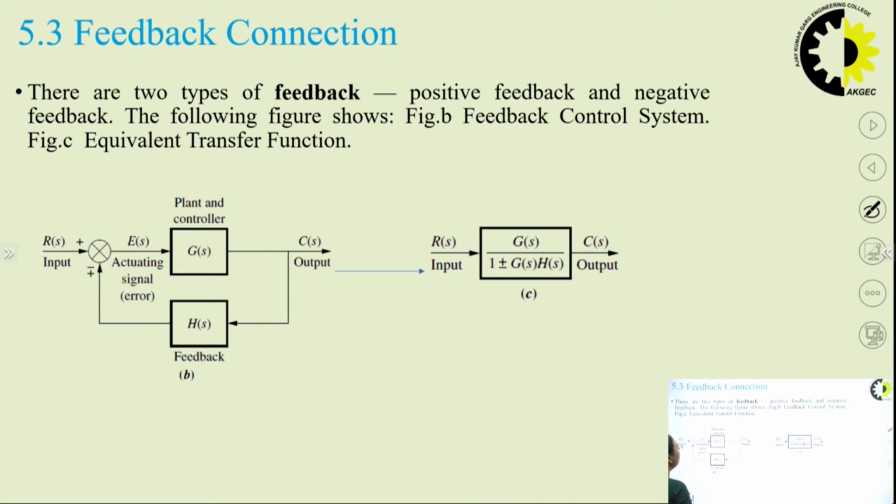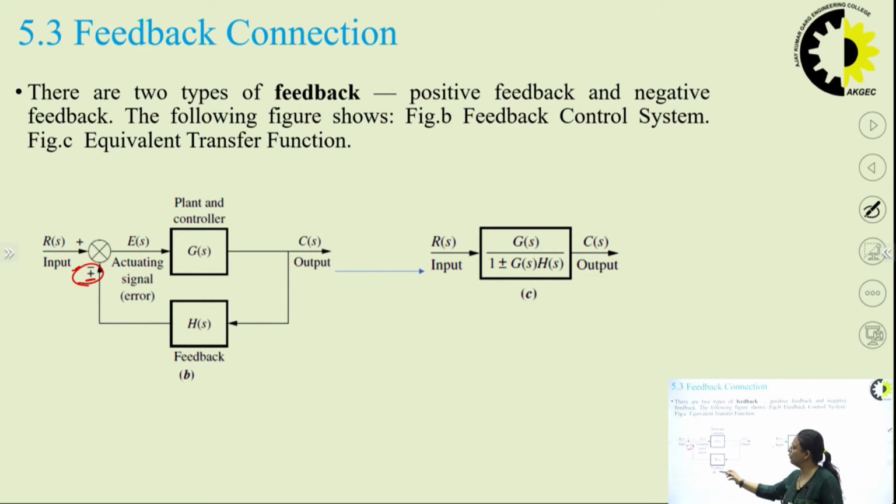Now, the third one is the feedback system. There are two types of feedback system, positive feedback system as well as negative feedback system. Here I have shown this sign. For the positive system, the positive sign will be used, and for the negative feedback system, the negative sign will be used here, right?